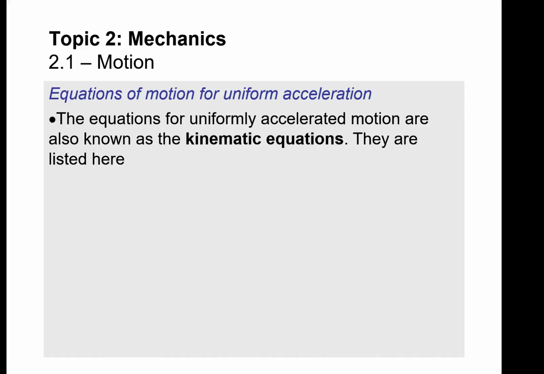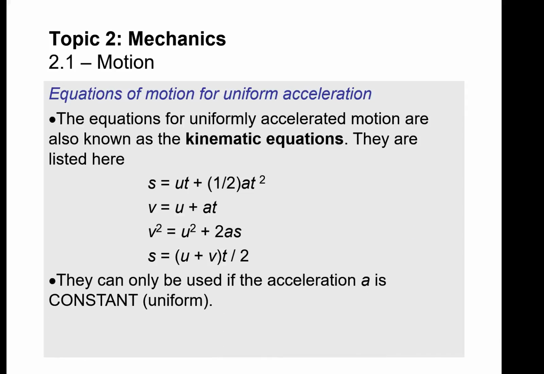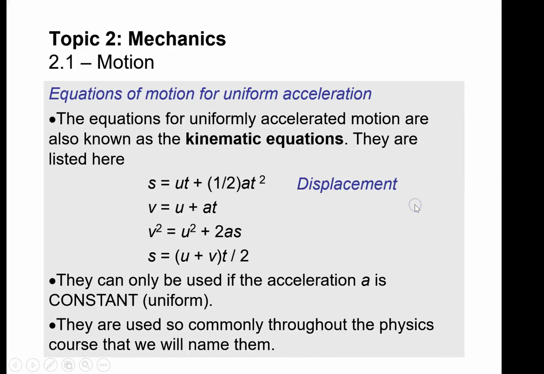The next set of equations are actually Tim's derivation of the equations of motion. S equals ut plus 1/2 at squared, v equals u plus at, v squared equals u squared plus 2as, and S equals (u plus v) times t over 2. And I'm going to leave it to you to read these derivations. We have already derived those equations in class using my set of notes and based on graphs.